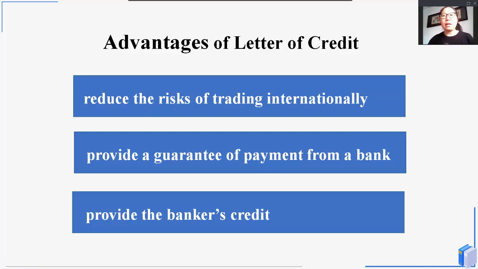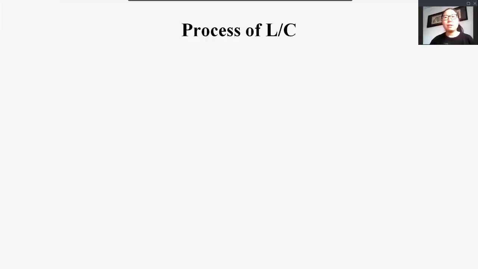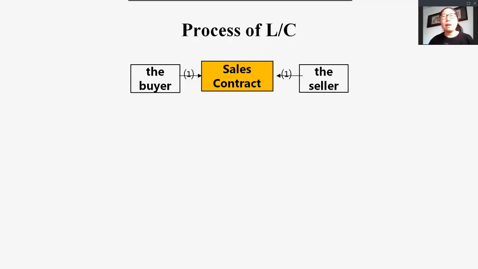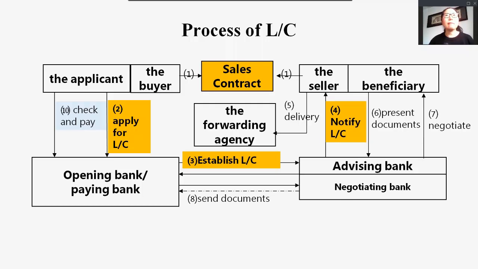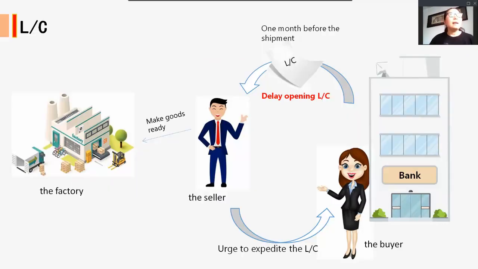When a transaction is done, the buyer is to establish a letter of credit with his bank within the time stipulated in the sales contract. This is the process of LC. It is the usual practice in our export trade that the letter of credit is to be established and to reach the seller 1 month prior to the date of shipment, so as to give the seller enough time to make preparation for shipment.